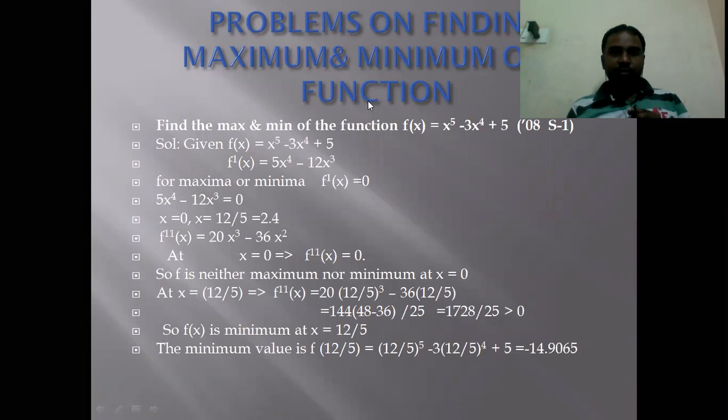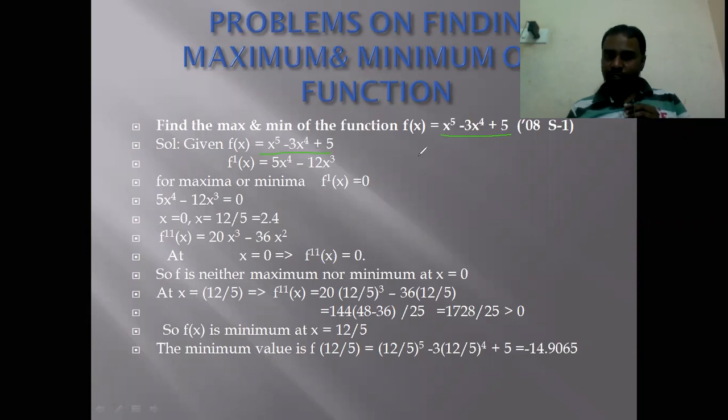I have taken one example of solving for the maximum or minimum of a function of a single variable. Find the maximum and minimum of the function f of x is equal to x power 5 minus 3x power 4 plus 5. It is a single variable function, where the variable is x.